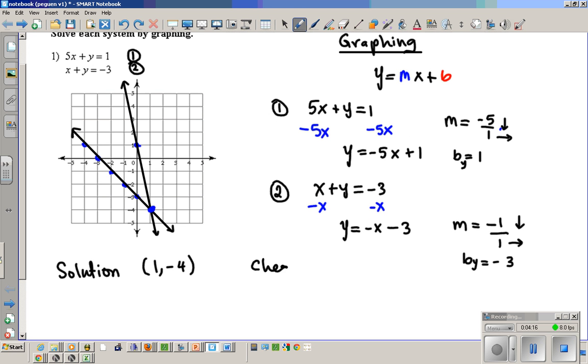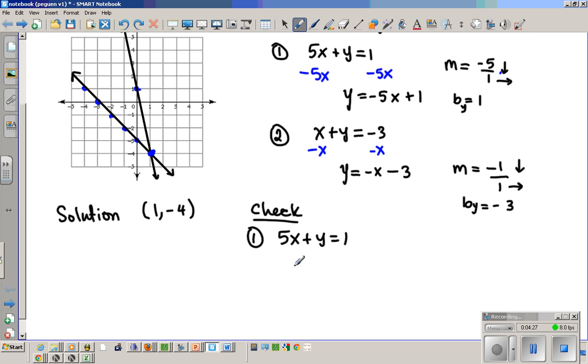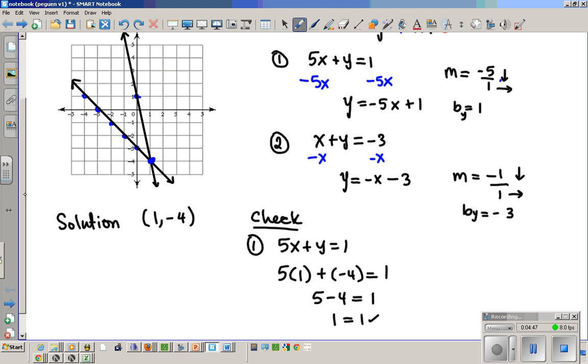Now you're required to do a check to make sure that our solution is correct. So let's do the check. Check the first one. Equation 1 is 5x plus y equals 1. I'm going to plug in my answers here to make sure it works out, okay? So the question is: 5 times 1 plus negative 4, is it equal to 1? Is 5 minus 4 equal to 1? Yes, 5 minus 4 is 1, so 1 equals 1. That means our answer satisfies the first equation.